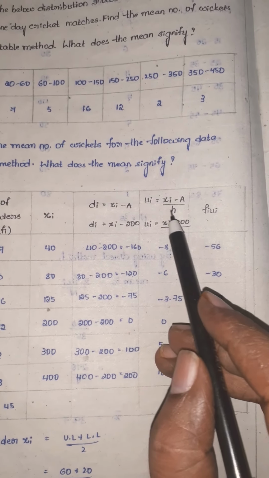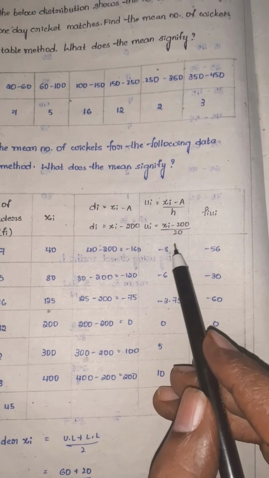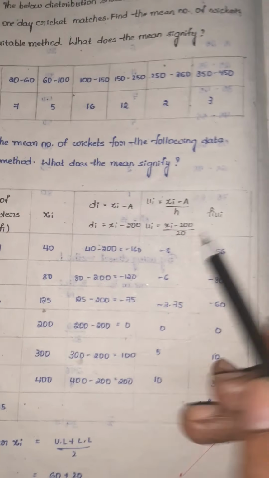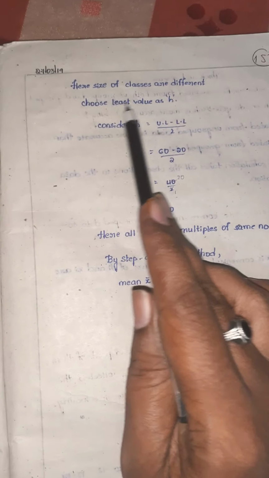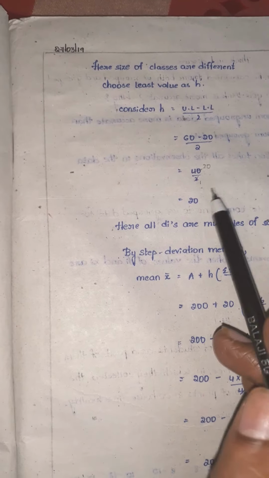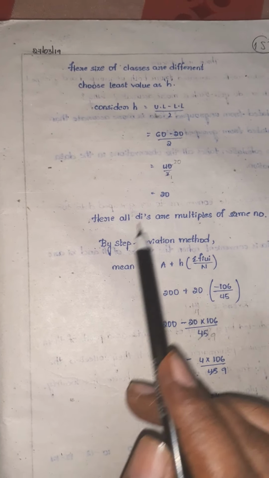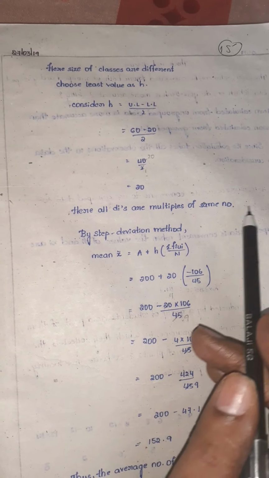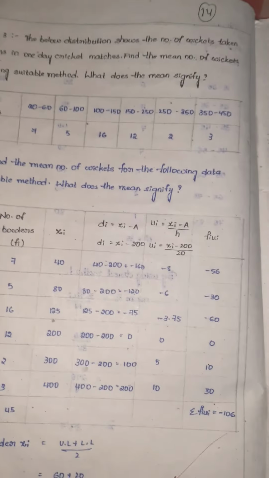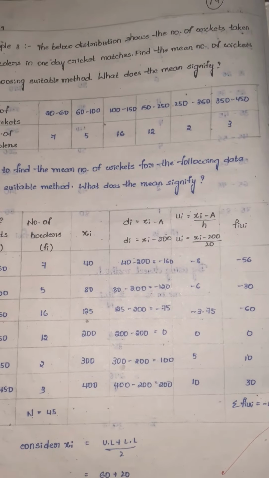So ui is equal to xi minus a by h. So xi minus 200 by 20. Why have we taken 20 here? I already told, whenever the class size is different, choose the h value as upper limit minus lower limit by 2, and we have calculated the h value. So here all di's are multiples of the same number. So that's why we are using the step deviation method.